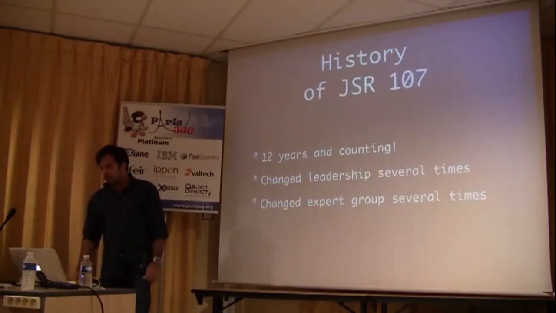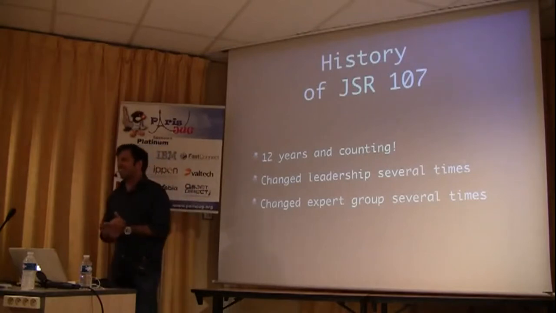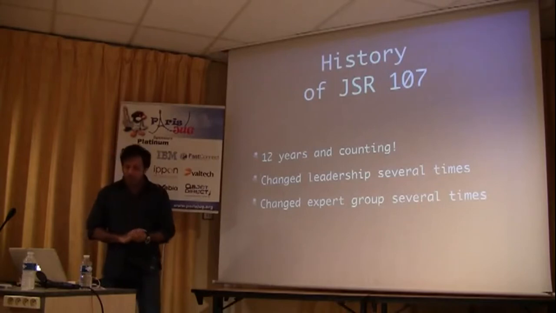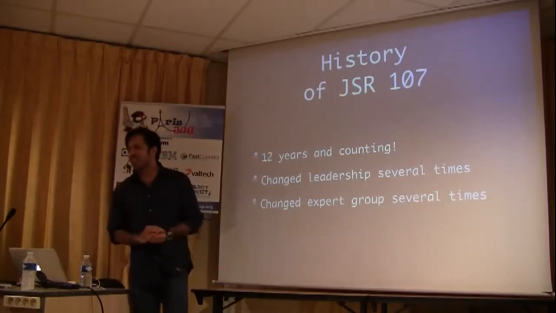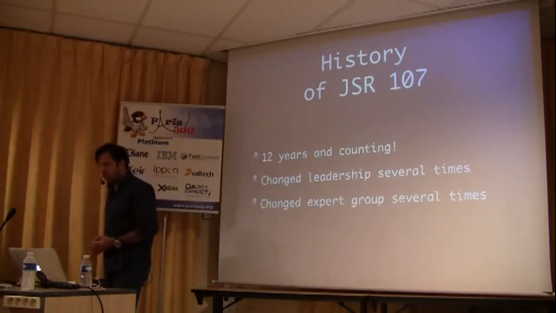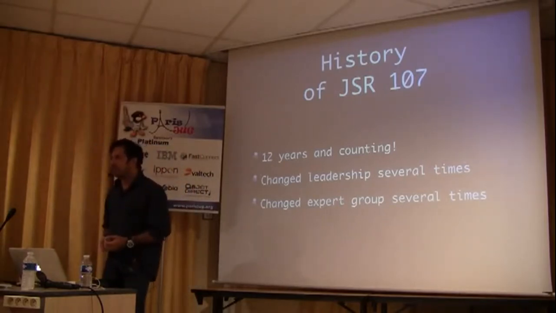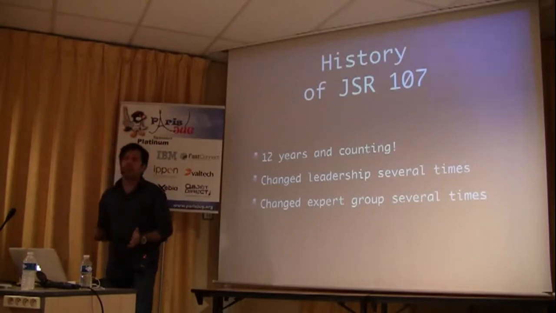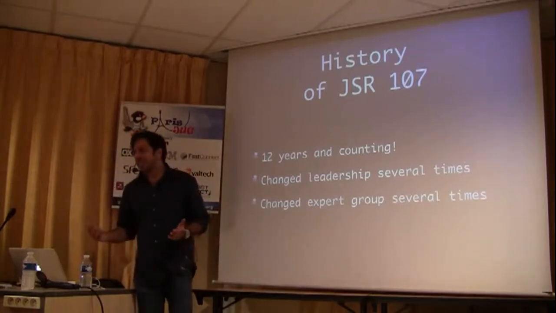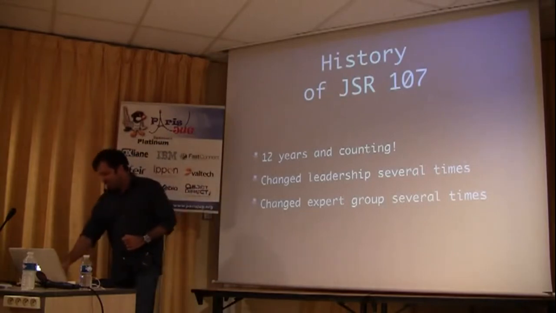A little bit about the history of JSR 107. This is a fun slide, I always enjoy this one. We're actually the oldest running JSR, so I guess we win an award or something for that. There are lots of reasons why it's been going on for so long. I'm not going to go into the details, it's quite political. But at the end of the day, there's been a lot of change in leadership and a lot of changes in the expert group several times. The API has changed drastically over the last 12 years, mainly because Java's changed over the last 12 years. But that's a whole different story.